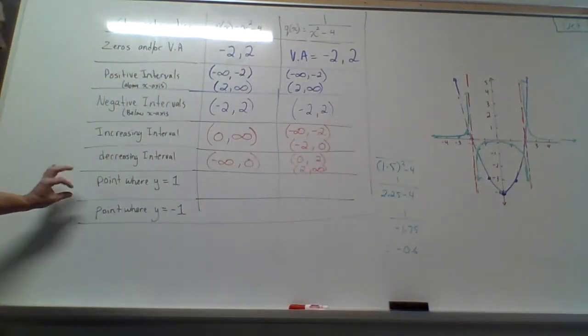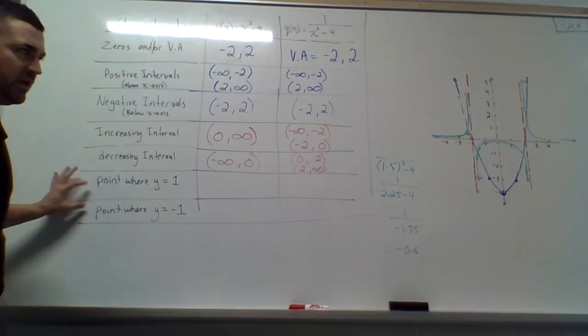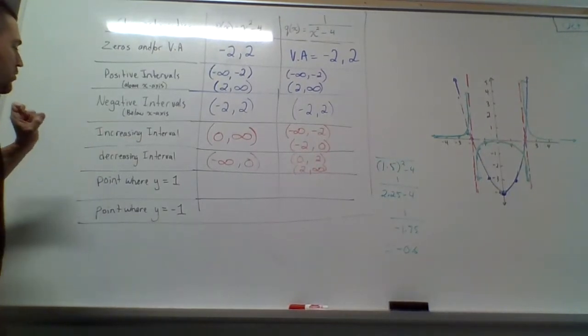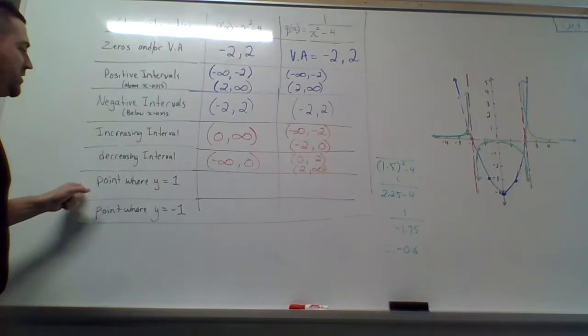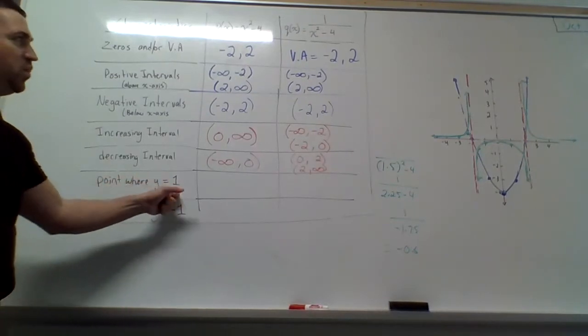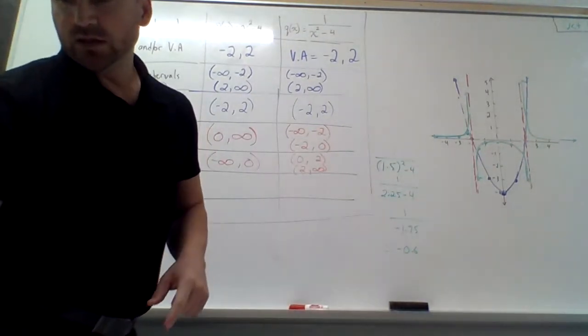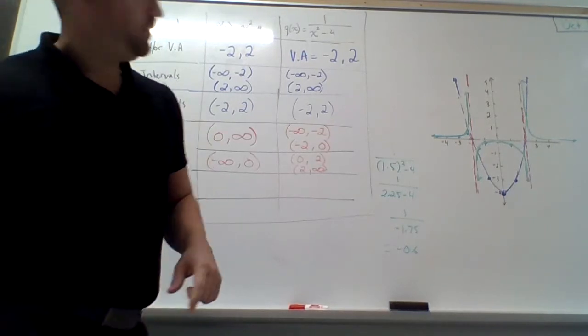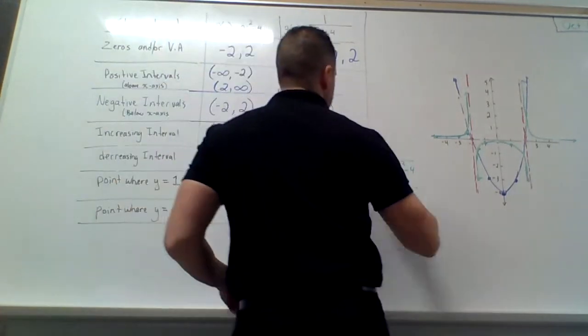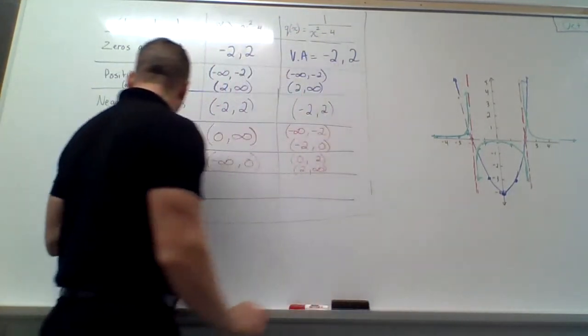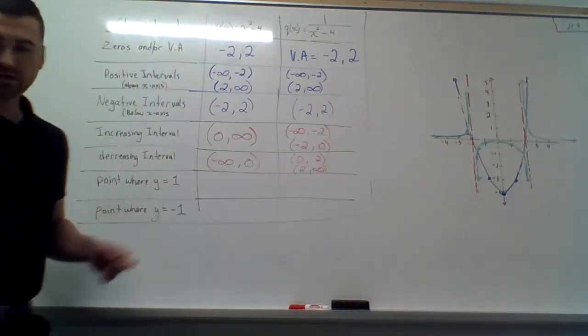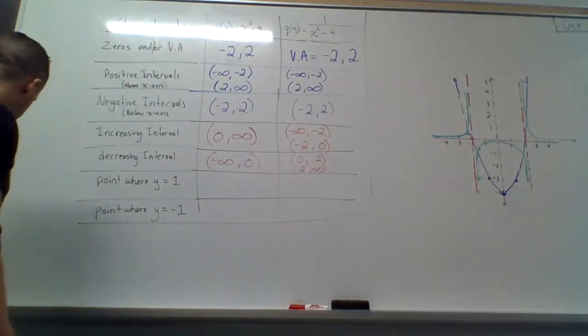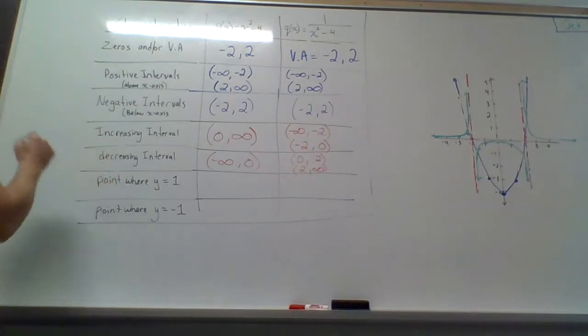Okay, now these are 2 key points that we need to do. So it says, what's the point where y is 1? I'm going to do that on the side. So we want to know what's the point where y is 1. And I'll show you here. Let me get another color. Okay, so we have y equals x squared minus 4.